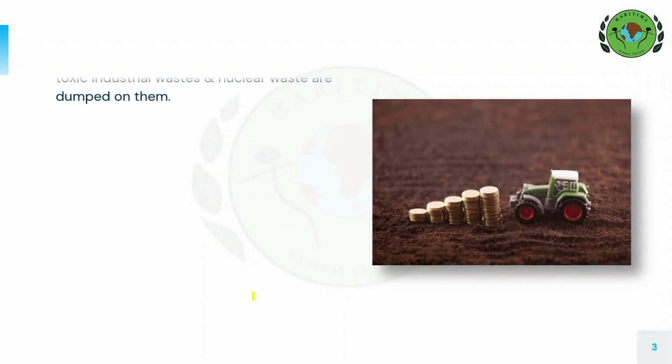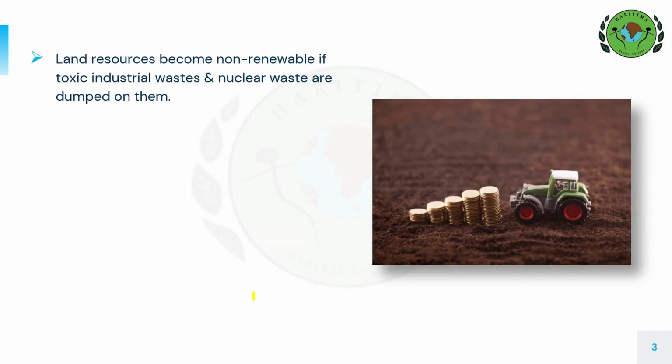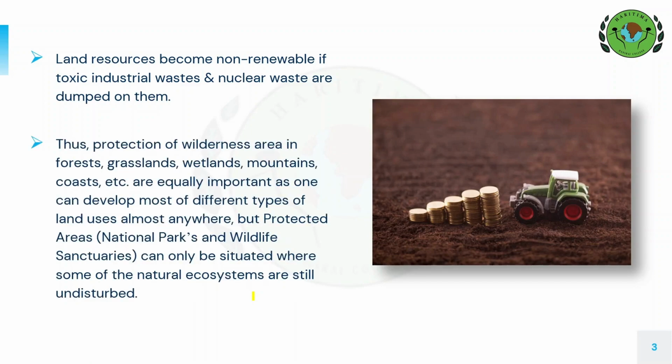Land resources become non-renewable if toxic industrial waste and nuclear waste are dumped on them. Thus, protection of wilderness area in forest, grassland, wetland, mountain, coast, etc. are equally important, as one can develop most of the different types of land uses almost anywhere, but protected areas like national parks and wildlife sanctuaries can only be situated where some of the natural ecosystem are still undisturbed.